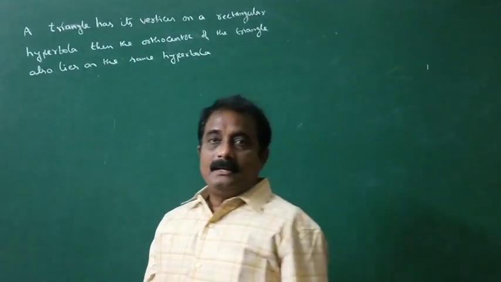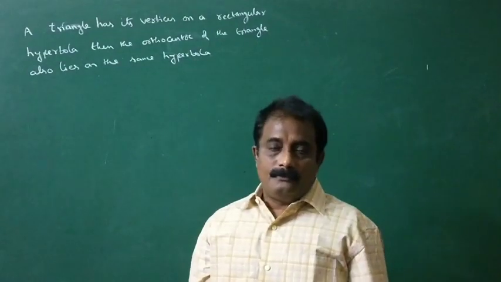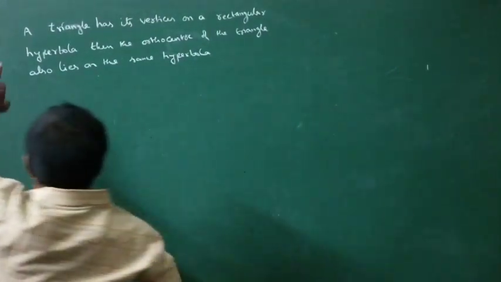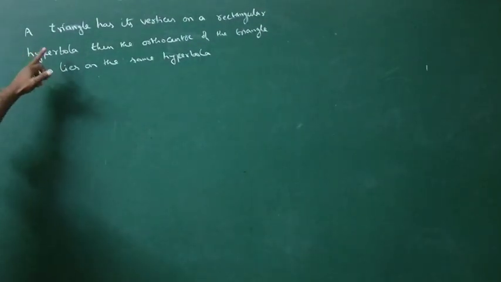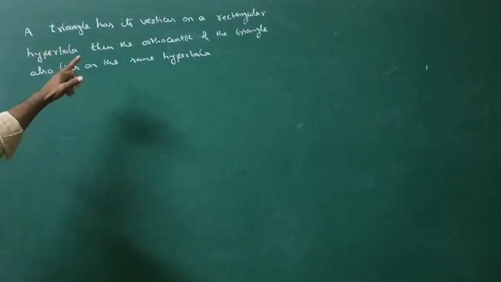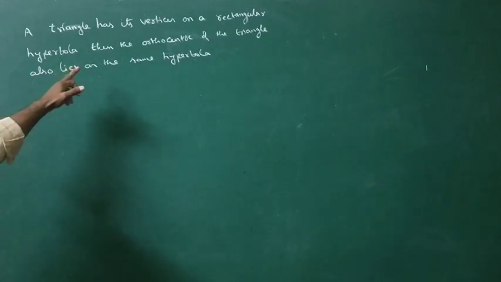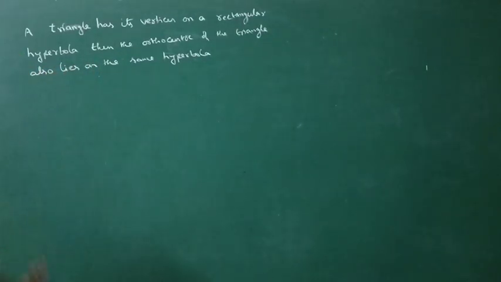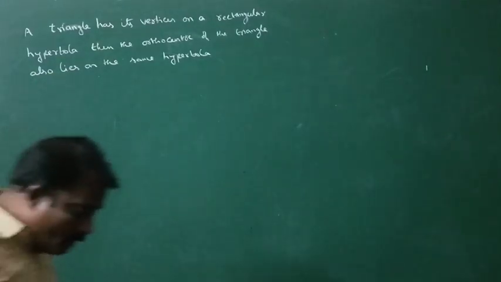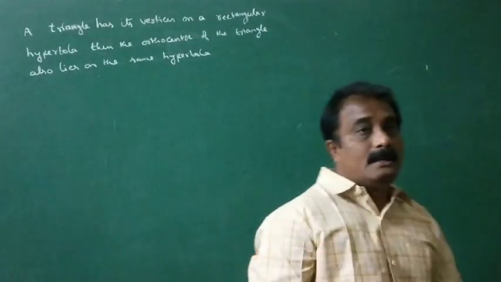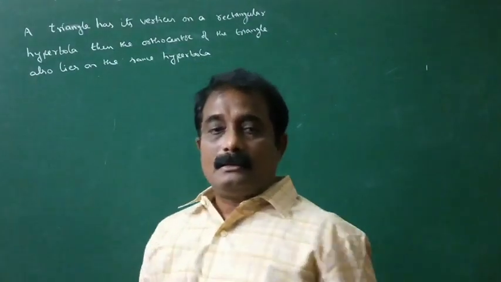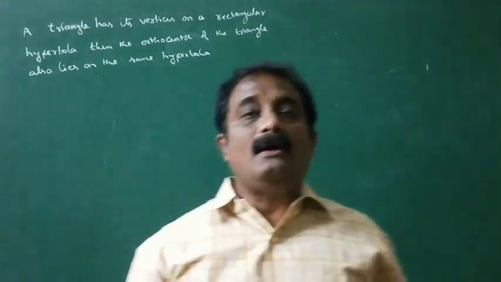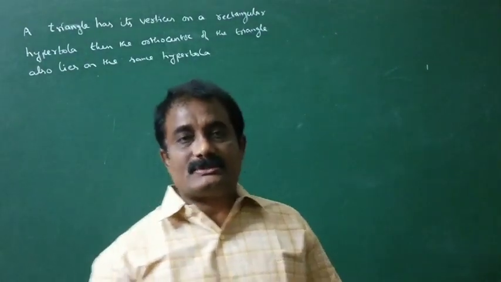Now, I am explaining property number 4. Now, please, what is the property? A triangle has its vertices on a rectangular hyperbola. Then, the orthocenter of the triangle also lies on the same hyperbola. Now, first of all, I am explaining what is the orthocenter. Orthocenter is nothing but the point of intersection of the altitudes.